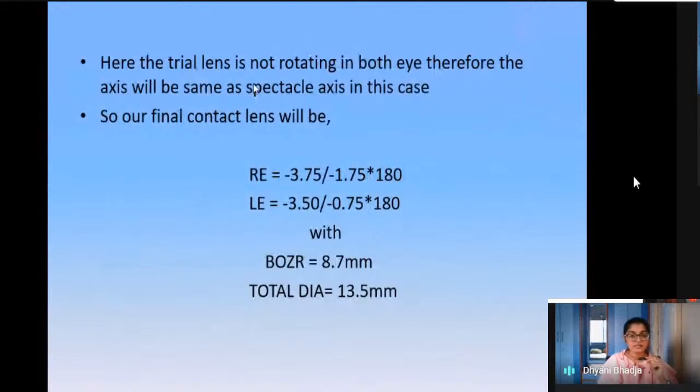Here, the trial lens is not rotating. In this case, the trial lens is not rotating on both sides. Therefore, the axis will be the same as the spectacle axis. So the final contact lens will be right eye minus 3.75 with minus 1.75 at 180. Axis will be the same. Left eye is minus 3.5 with minus 0.75 at 1. New VOCDR is 8.71 and total diameter is 13.5.